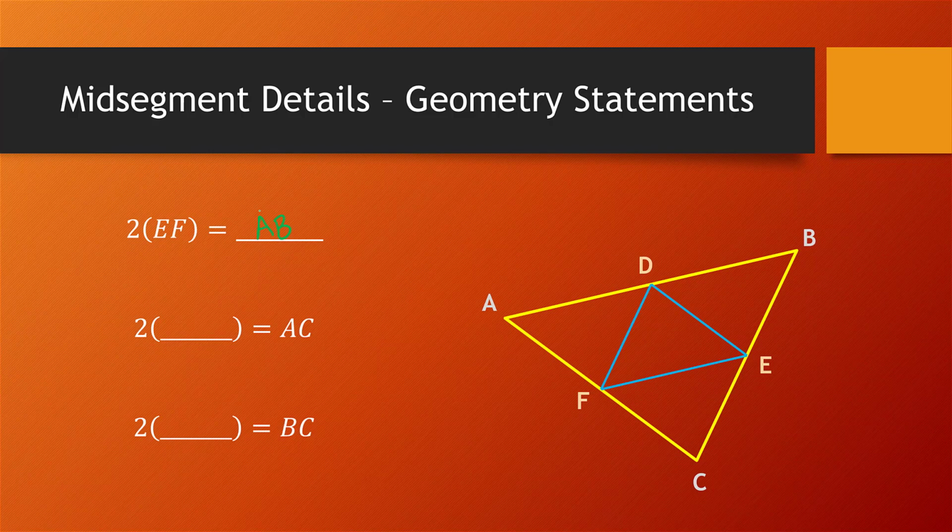My second geometry statement talks about segment AC. We need to know which segment, when I double it, gives me AC. That would be the midsegment that's parallel: DE. If I double DE, that's like saying I can take it and slide it across towards the top and bottom to get all of AC. And then for my final geometry statement, we want to know which midsegment we can double to get BC. That's going to be DF.